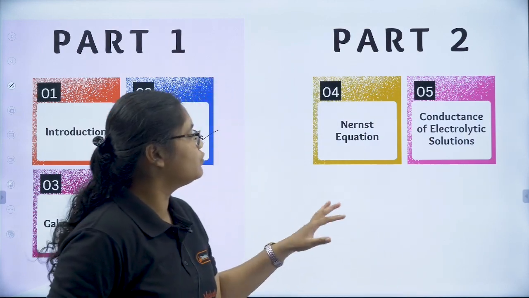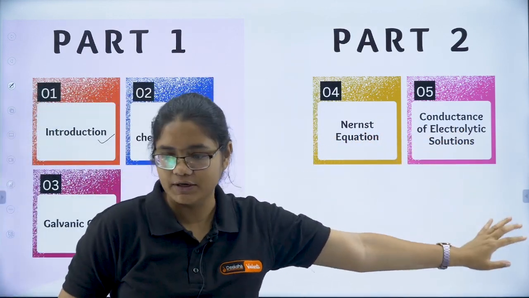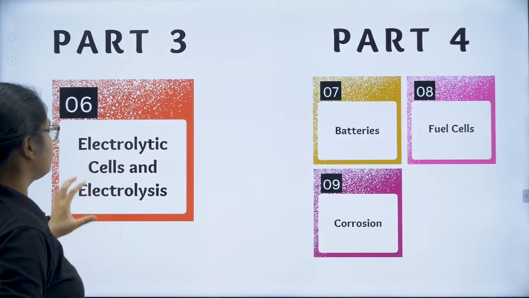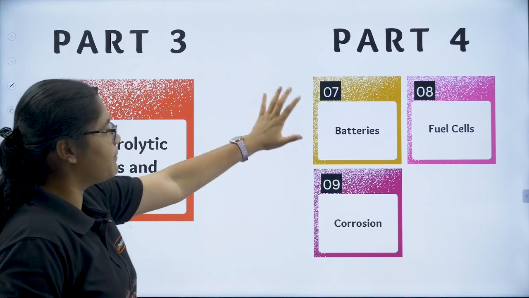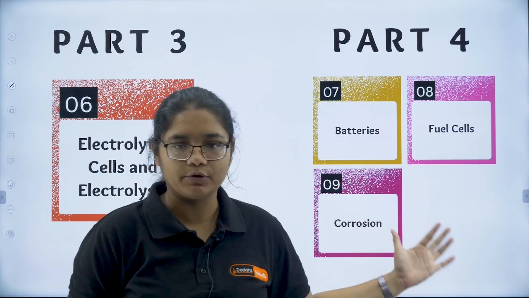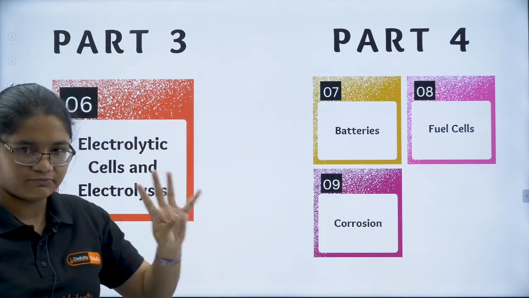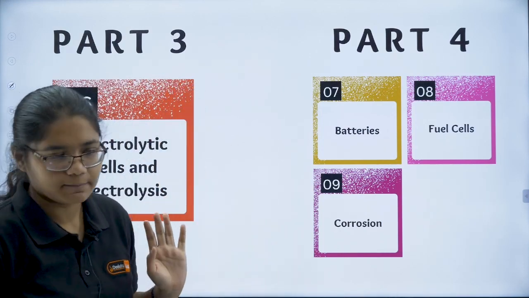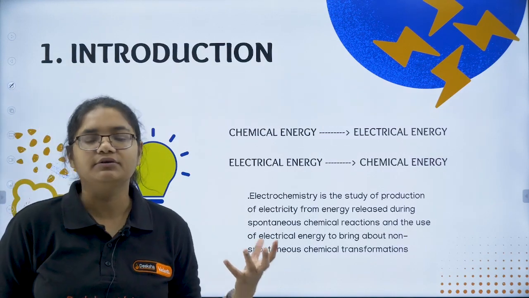Next, in part 2, we have the Nernst equation and conductance of electrolytic solution. Then in part 3 we'll be talking about electrolytic cells and electrolysis, and in part 4, the final part, we have batteries, fuel cells and corrosion. These are the topics we have in 4 parts. There will be 4 lectures in this chapter, and today's is the first part. First, let's go to the introduction of this chapter.